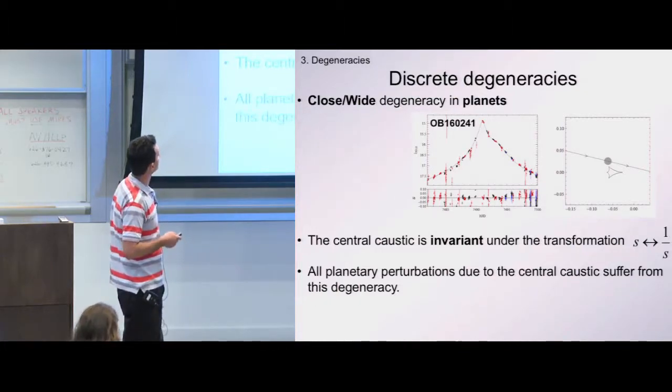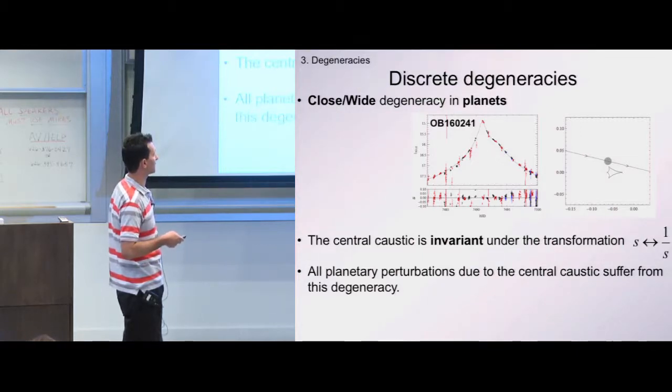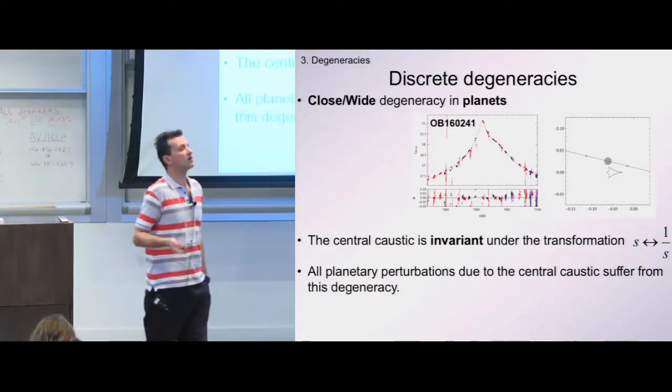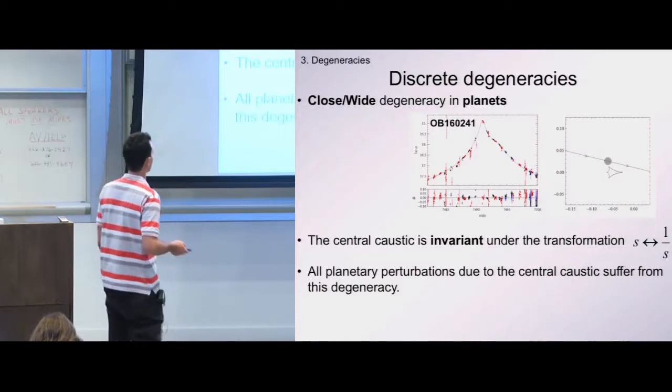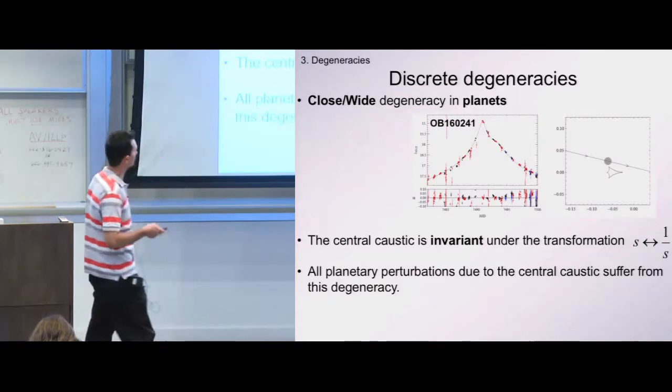Discrete degeneracies. This is an example of a close-wide degeneracy in planets. This has already been discussed many times. The central caustic is invariant under the transformation s going to 1/s. So this is a structural degeneracy of gravitational lensing. You cannot do anything about that.